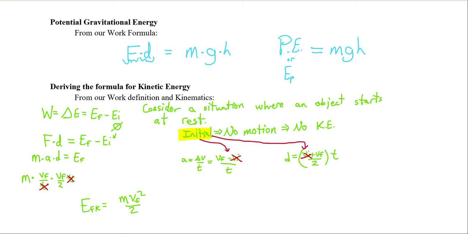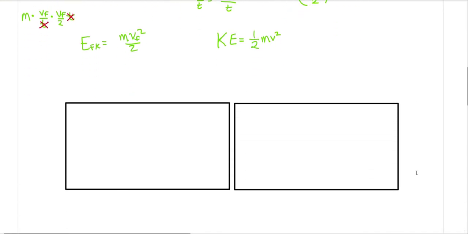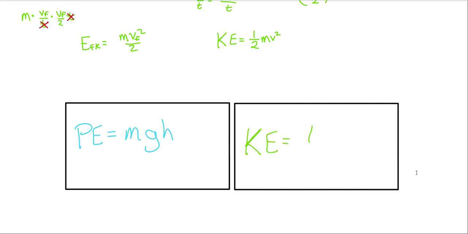Or the way that we generally tend to write it is we bring that over 2 as a factor of 1/2 out in front, and it's 1/2 mv squared. So we're going to be using these two formulas quite a bit. So let's put them into our big boxes so we don't forget. Our gravitational potential energy is m times g times h. And our measure of the kinetic energy is 1/2 times m times velocity squared.